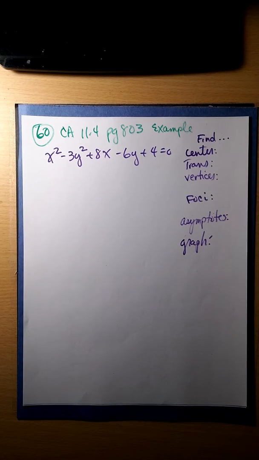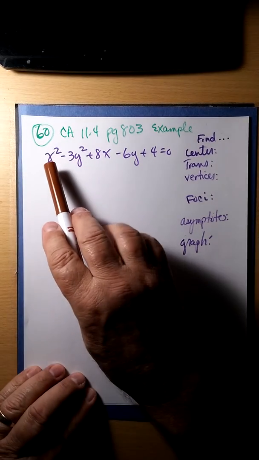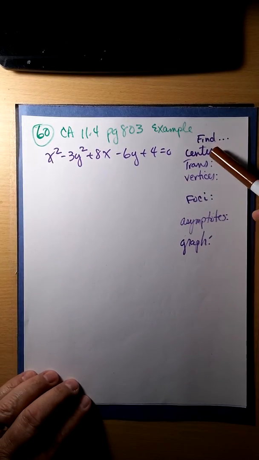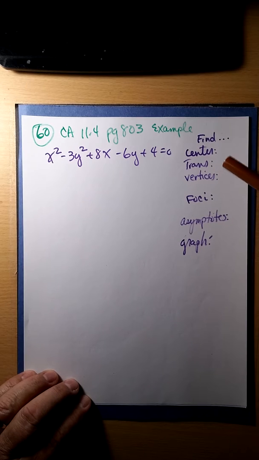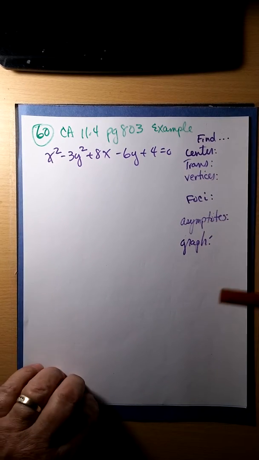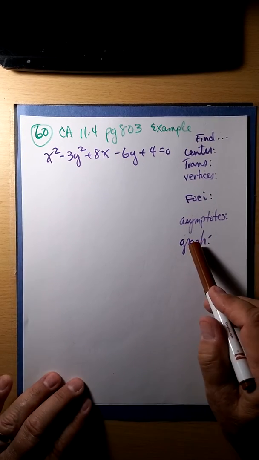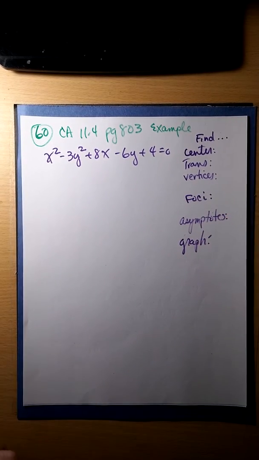College Algebra, Section 11.4, page 803, problem number 60 as an example. We're supposed to take this general quadratic in x and y and find the center, the transverse axis, the vertices, the foci, the asymptotes, and graph it. Well, we need to work this a little bit so that we can graph it, and then we'll be able to find these others a little easier.